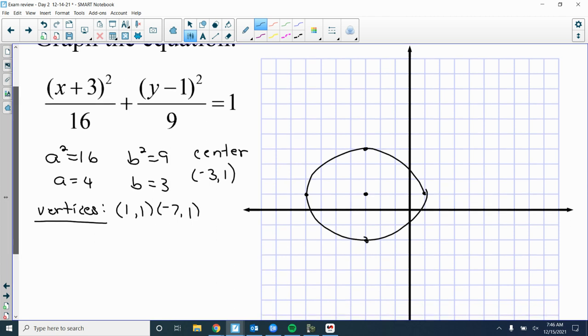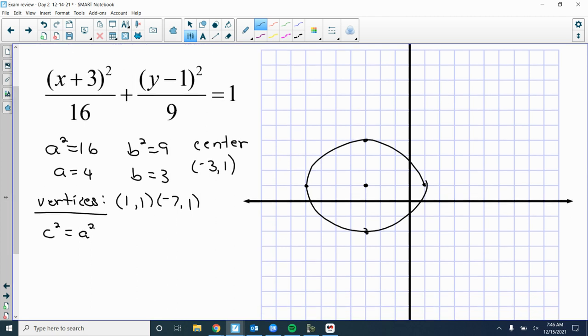All right, foci. C squared equals A squared minus B squared. Okay, for an ellipse. So A squared is 16, B squared is 9, so C squared equals 16 minus 9, square root of 7 for that one. That's going to be 2.7, right around there, I'm not sure. And we'll check it. 2.7? All right, so about 2.7, always on the major axis.